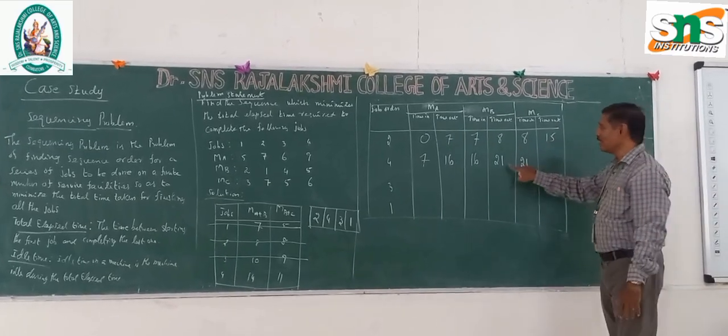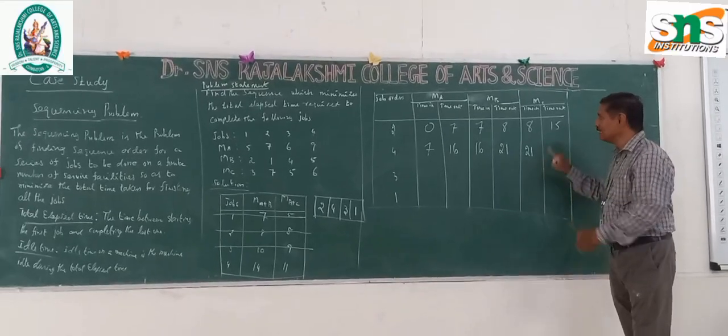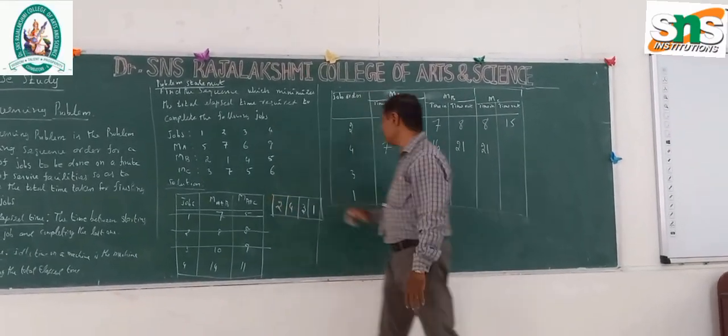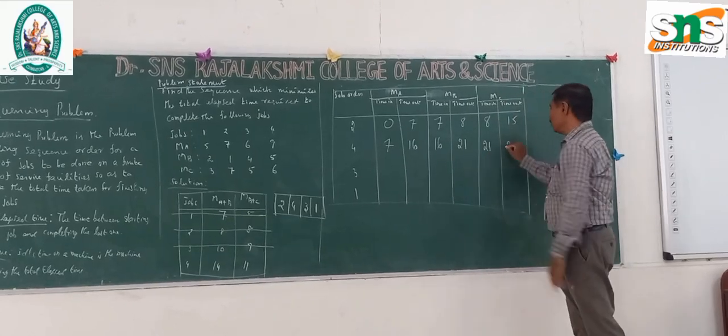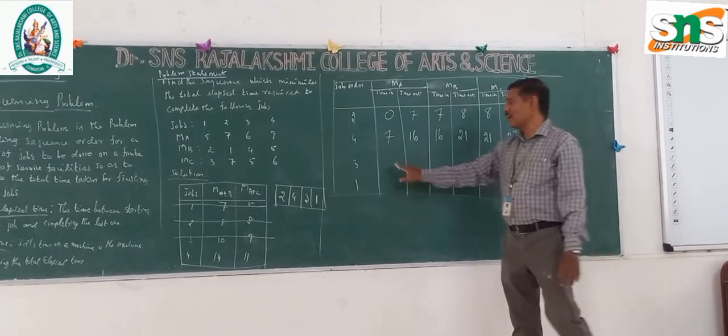But this work is up to 21 hours, therefore we start the work after 21 hours on machine 3. And what's the duration of the fourth job on machine 3? 6 hours. Therefore 21 plus 6, 27 hours we complete the fourth job on machine 3. Then we start the third work.